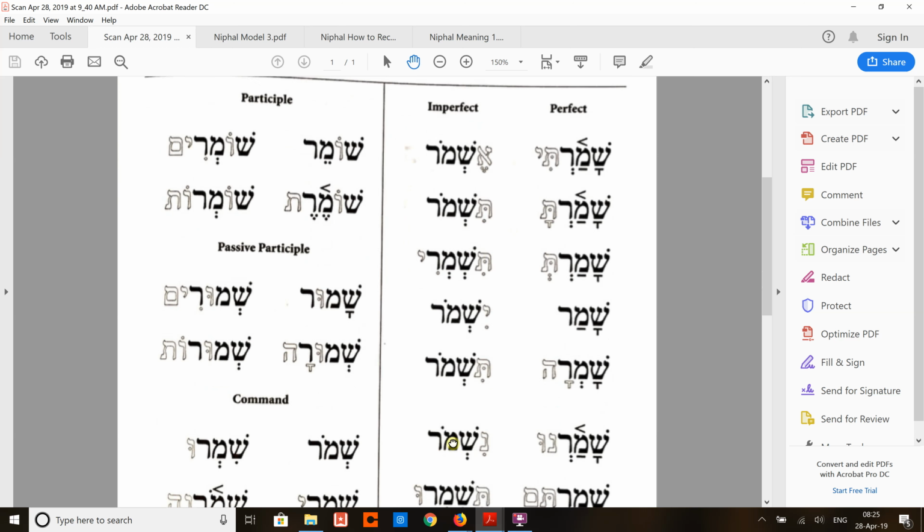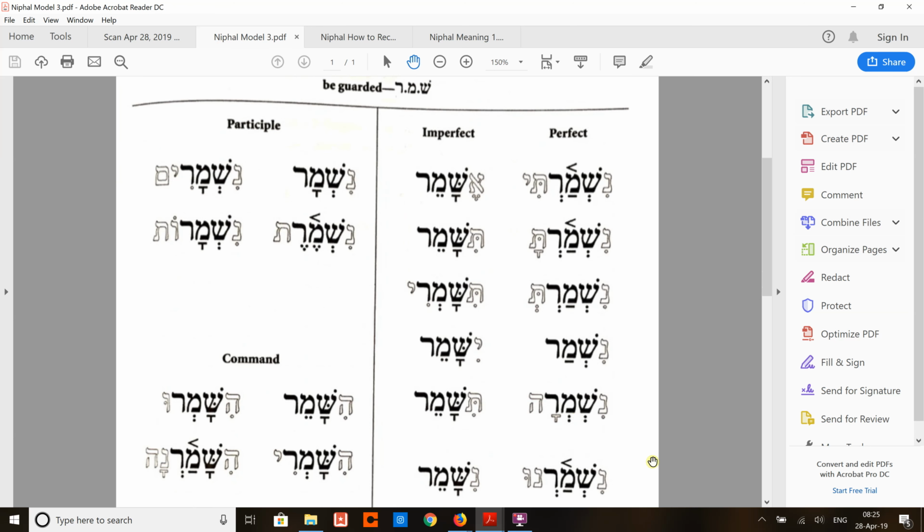We will guard, but nishmar in the nif'al is "he was guarded" or something like that. So that's where context has to become determinative, where you have to use context to make the decision. In most cases, it's absolutely certain what is happening, but sometimes you just have to make an interpretive decision. So that's the perfect, when we compare the perfect of shamar with the perfect of the nif'al of shamar.